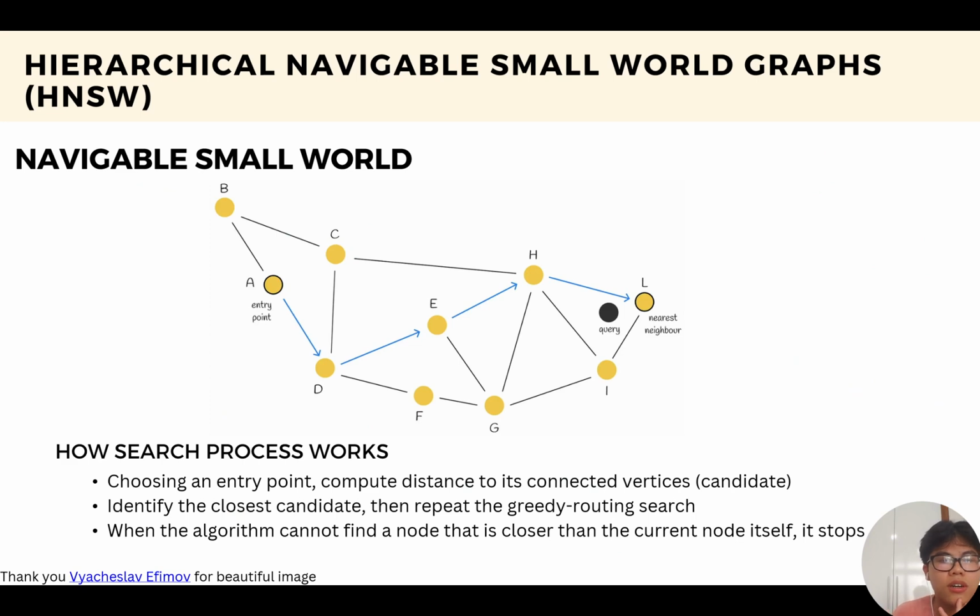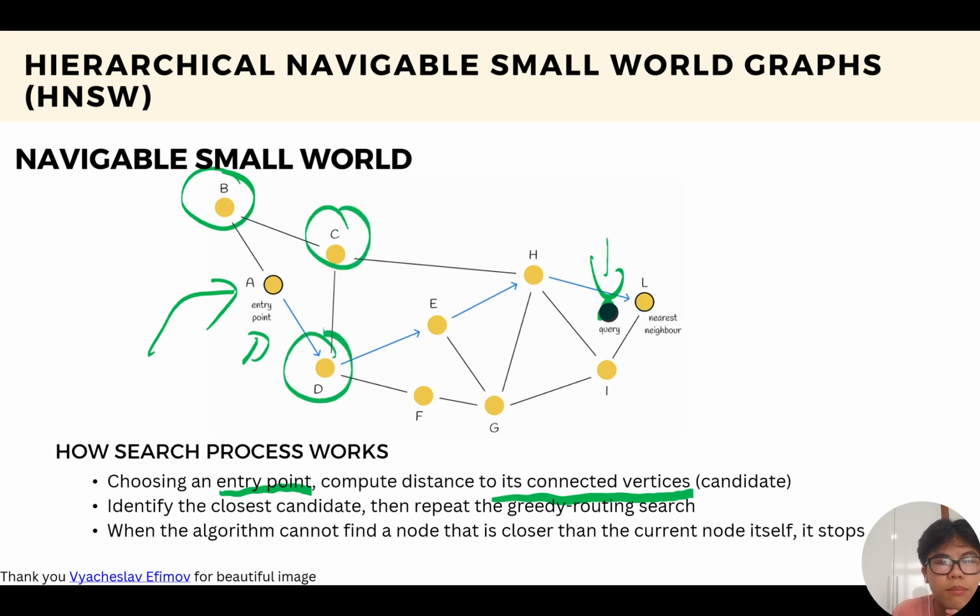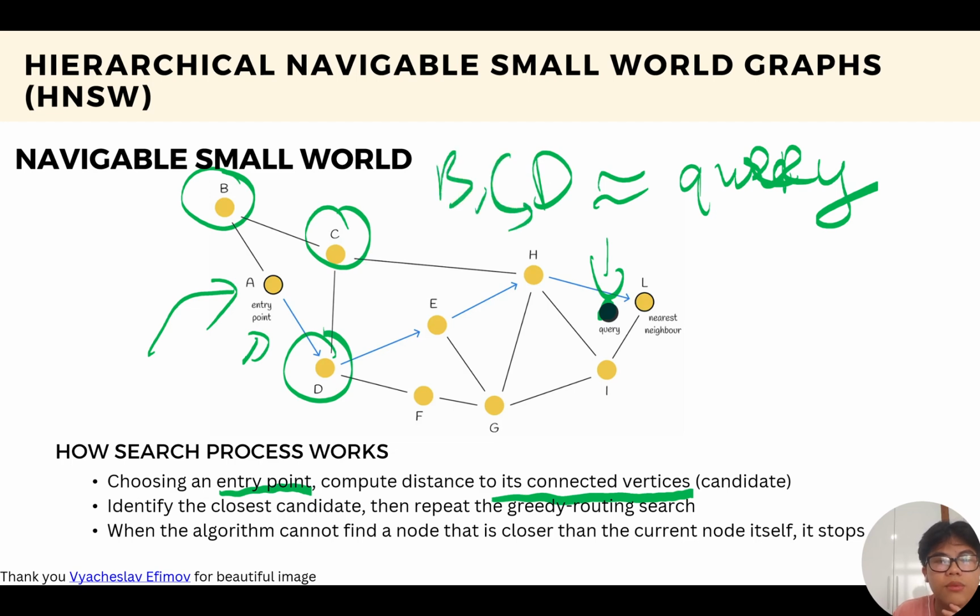Okay, so how to search? First we need to choose a random entry point. In this example, this is node A, and we have the query right here. We compute the distance from the query to the connected vertices of the entry point, which are B, C, and D. We find that D is the closest, so we choose D as our next entry point. We repeat the algorithm, and when it cannot find a node closer than the current node itself, it stops. Maybe I will stop for a second for you to think about it, but I think it's quite simple.